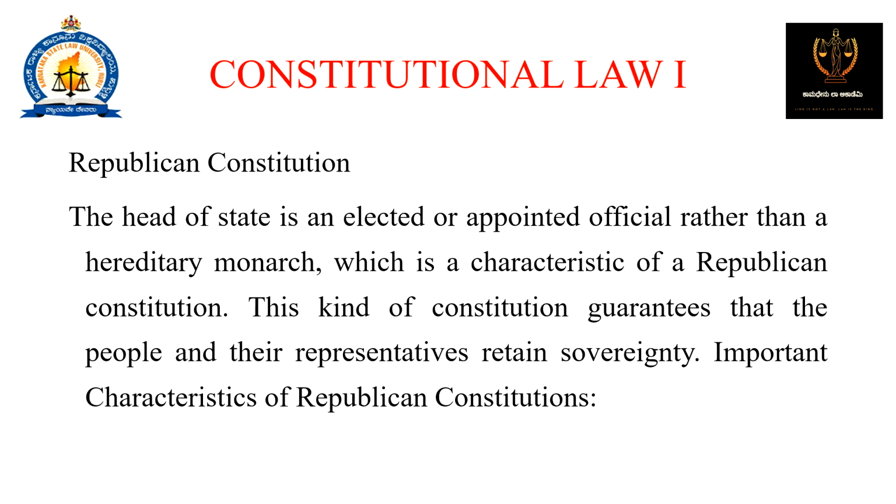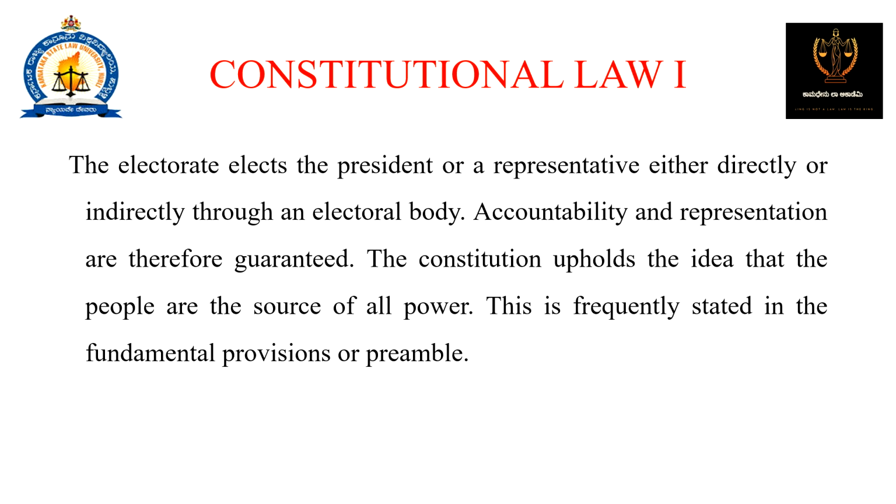Republican constitution: the head of the state is elected or appointed officially rather than a hereditary monarchy. This kind of constitution holds that the people and their representatives retain sovereignty. Important characteristics of a republican constitution are: the electorate elects the president or representative either directly or indirectly through an electoral body. Accountability and representation are therefore guaranteed. The constitution upholds the idea that people are the source of all power. This is frequently stated in the fundamental provisions of the preamble.